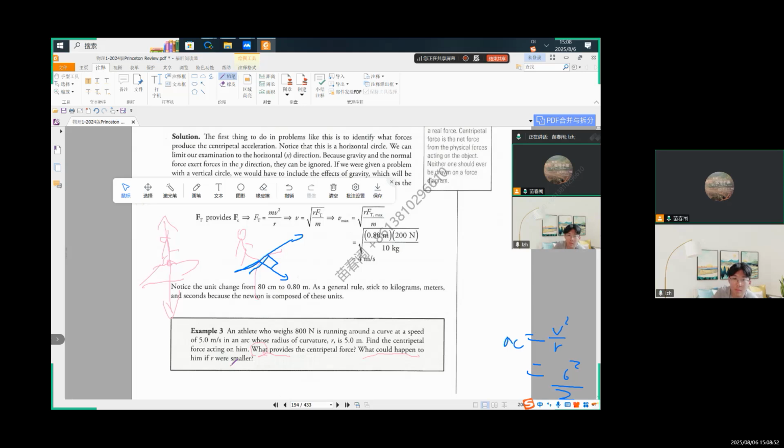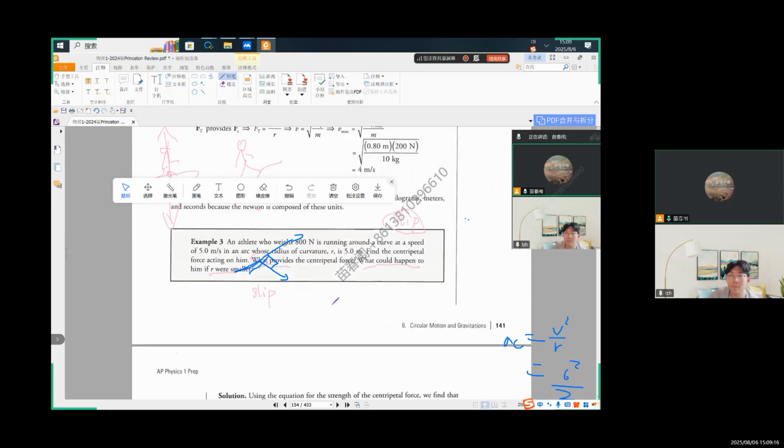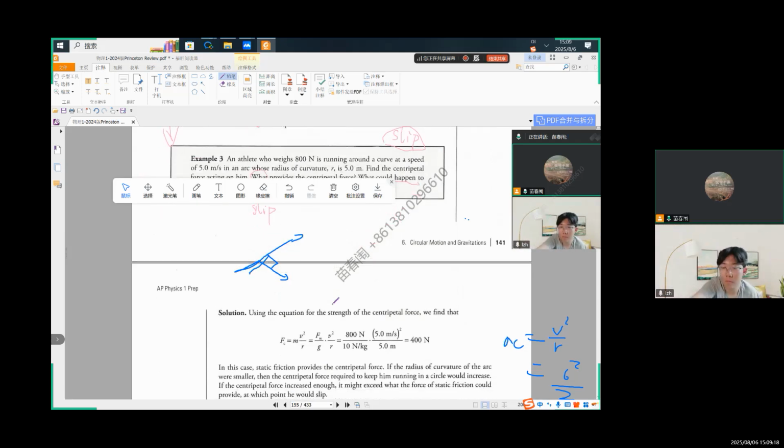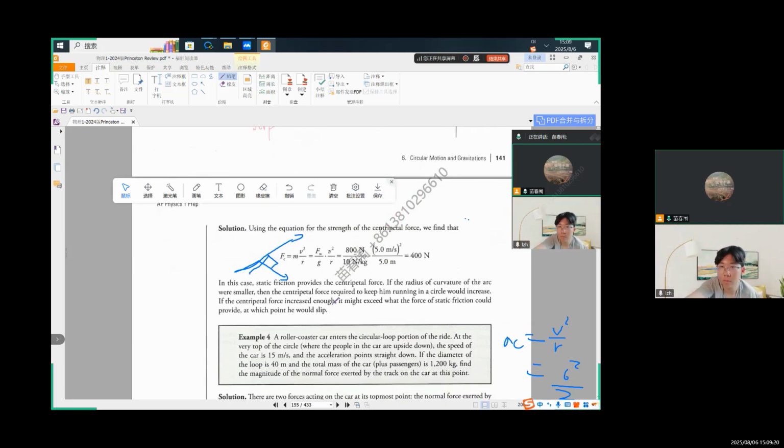So you have to be careful. And eventually, if R gets really small, this is what happens: you slip. This is the answer. You need this keyword. You slip because static friction can't provide enough, because it's limited. You have a maximum. Now, question 4.